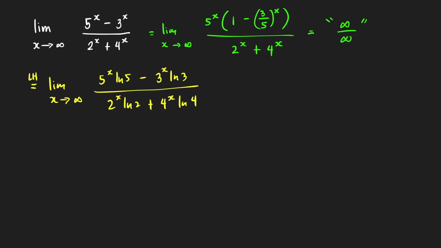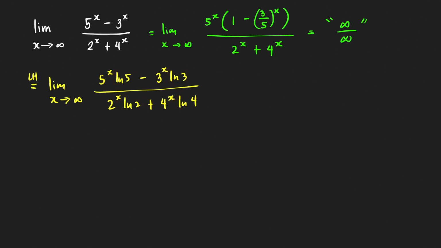And clearly, L'Hopital's rule here is leading us to nowhere. Why? Because again, this is an indeterminate form, infinity over infinity. And if you apply L'Hopital's rule again, what you get is the same thing, but with the quantities squared. So therefore, how do we evaluate this limit?